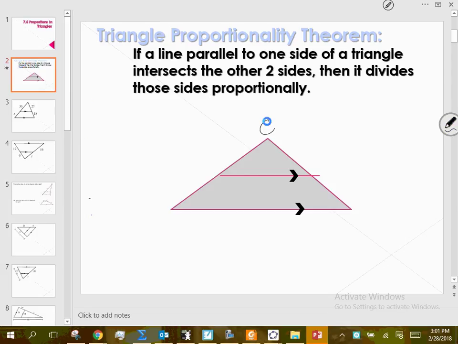I'm going to call this C, D, A, E, and B. Okay. If these two lines are parallel, would you guys agree that there are two triangles here, right? Would you agree that that angle, C, is in both triangles? Okay. Would you agree that that angle there is congruent to that angle there? So we have angle-angle similarity, right?